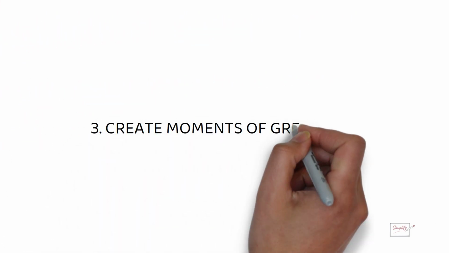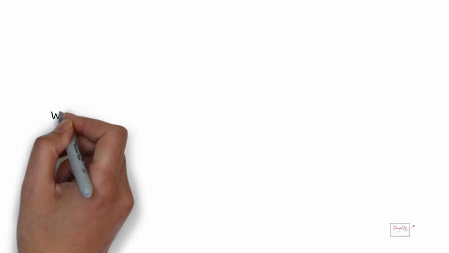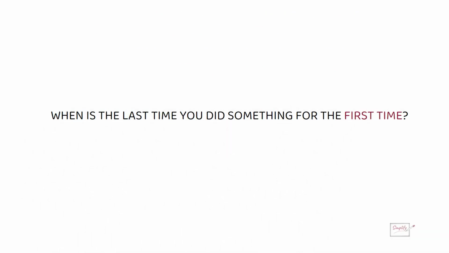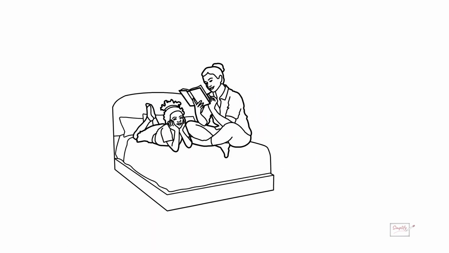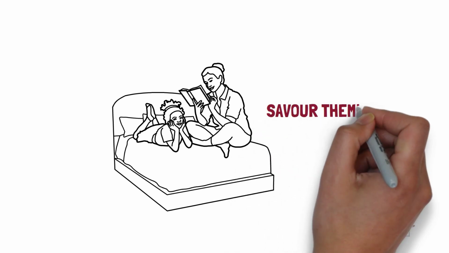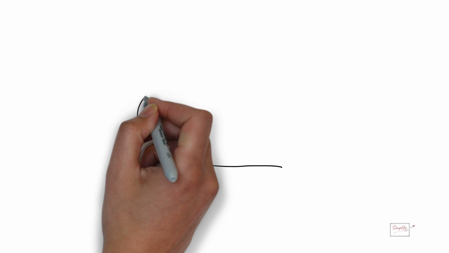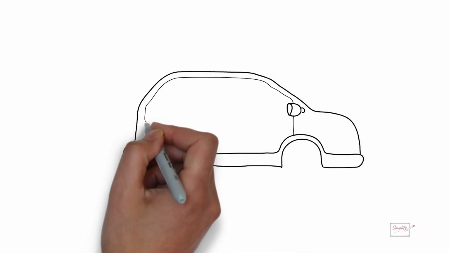3. Create moments of greatness. When is the last time you did something for the first time? Create moments of greatness for yourself and for the people you care about. Even the simple interactions like bedtime can turn into great moments. Savor them. It could be as simple as taking your family for a drive and picking up ice cream.